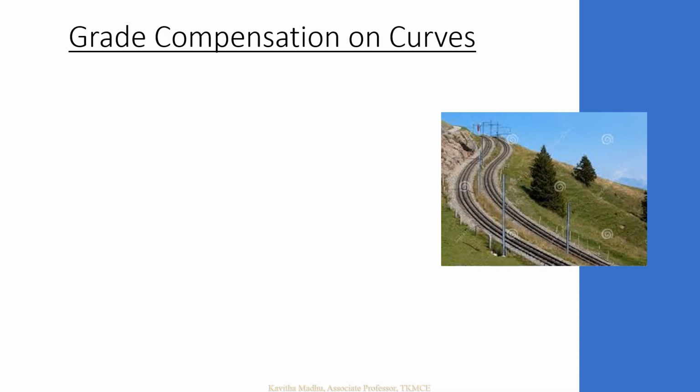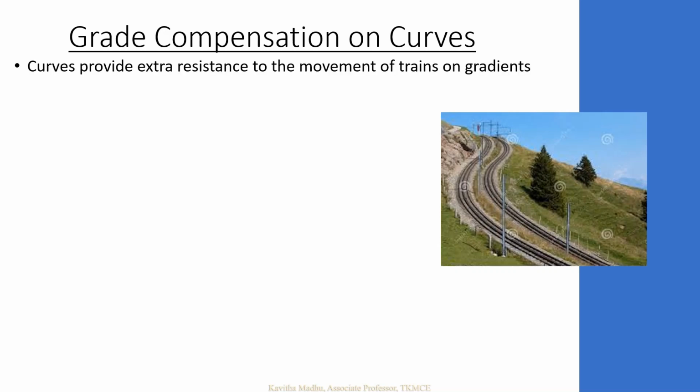In the case of circular curves, we have seen the safe speed with which it can negotiate. We have also seen the equilibrium speed for which we designed the circular curve. In those cases, we have to reduce the speed of the train when negotiating the circular curve due to the safety aspect. When a curve is coming, the curve provides extra resistance to the movement of the train on gradients. The ruling gradient is the maximum gradient on a particular section.